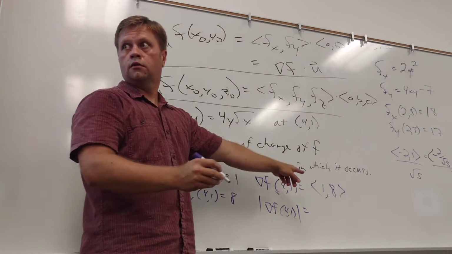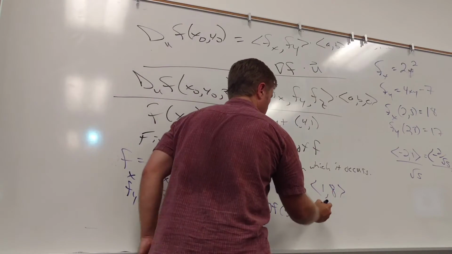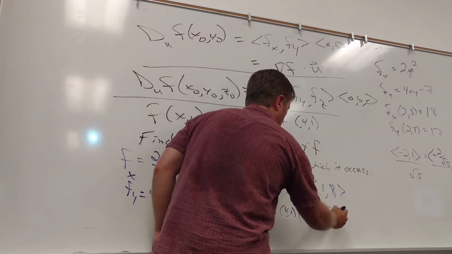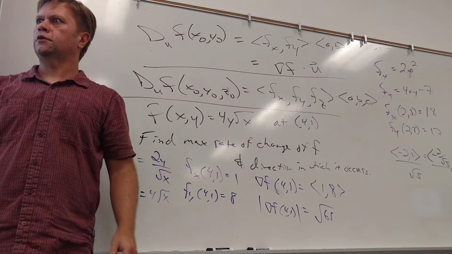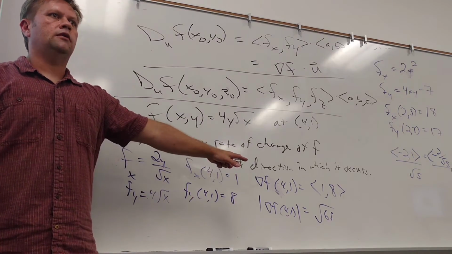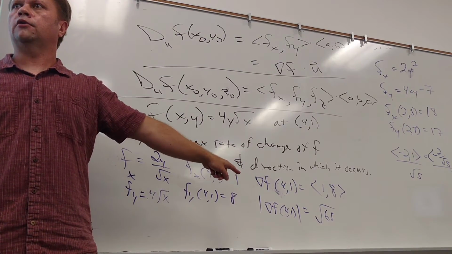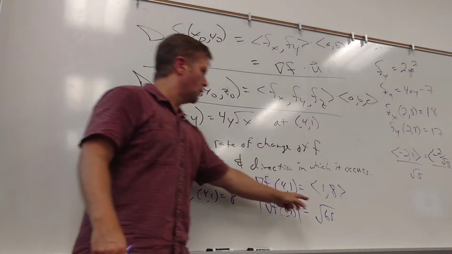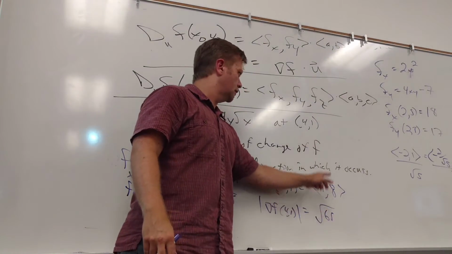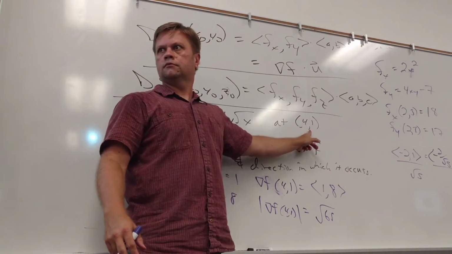Oh, 64. 64 and 1. Square root of 65. I like it. Just 13 times 5. Who cares? And that would be the actual value of that biggest increase. So that is the most you can increase the height from this point.